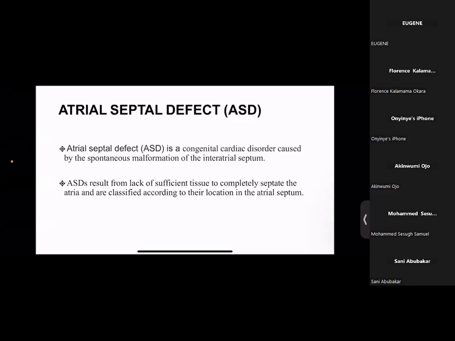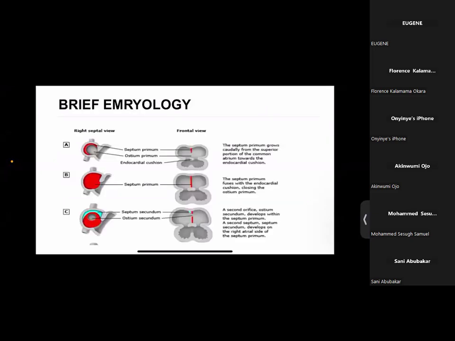The first one we're talking about today is atrial septal defect, ASD. Atrial septal defect is a congenital cardiac disorder that is caused by spontaneous malformation of the interatrial septum. ASD results when there is lack of sufficient tissue to completely separate the atria, and can be classified according to the location where these ASDs are found on the atrial septum.